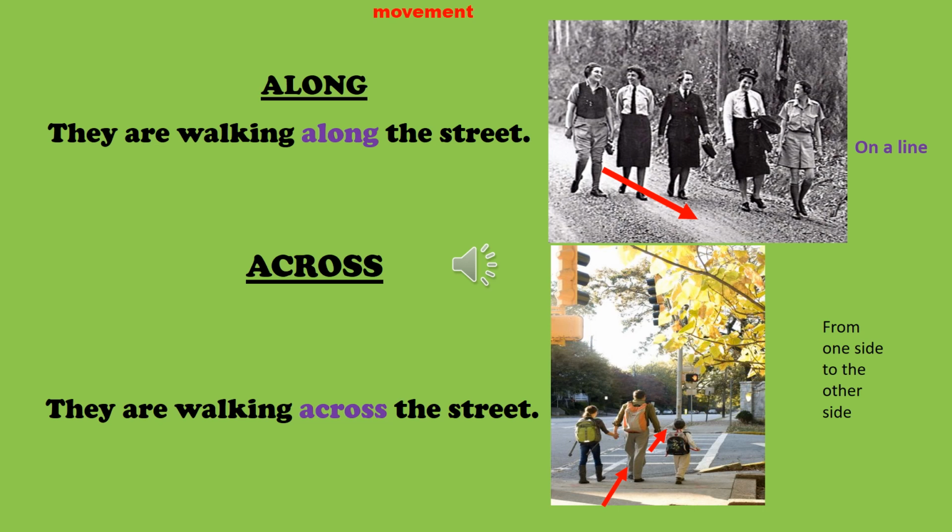Now across. Look at the picture here. Second one. Pay attention to these people. A father and his kids. They are walking across the street. They are walking from one side to the other side of the street. So they're walking across the street.